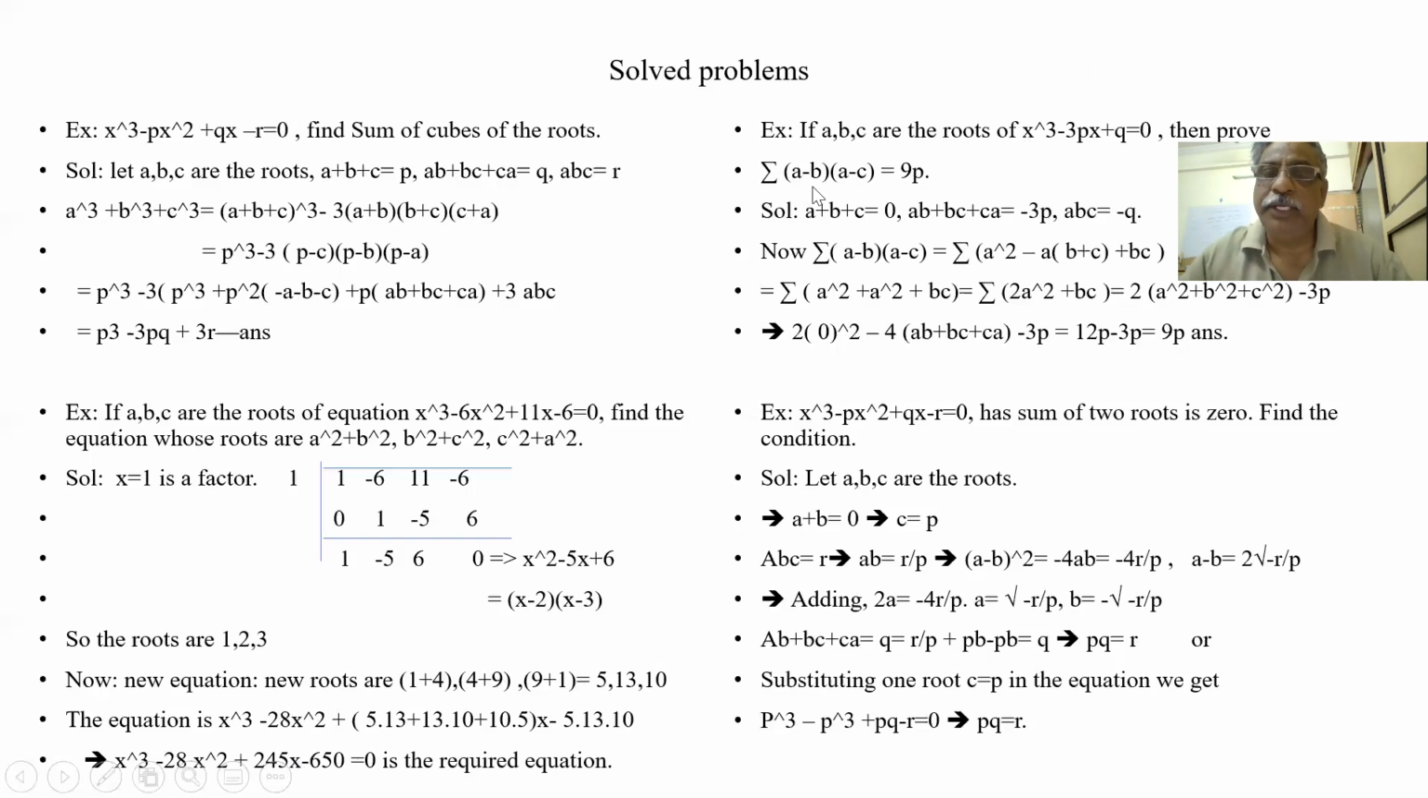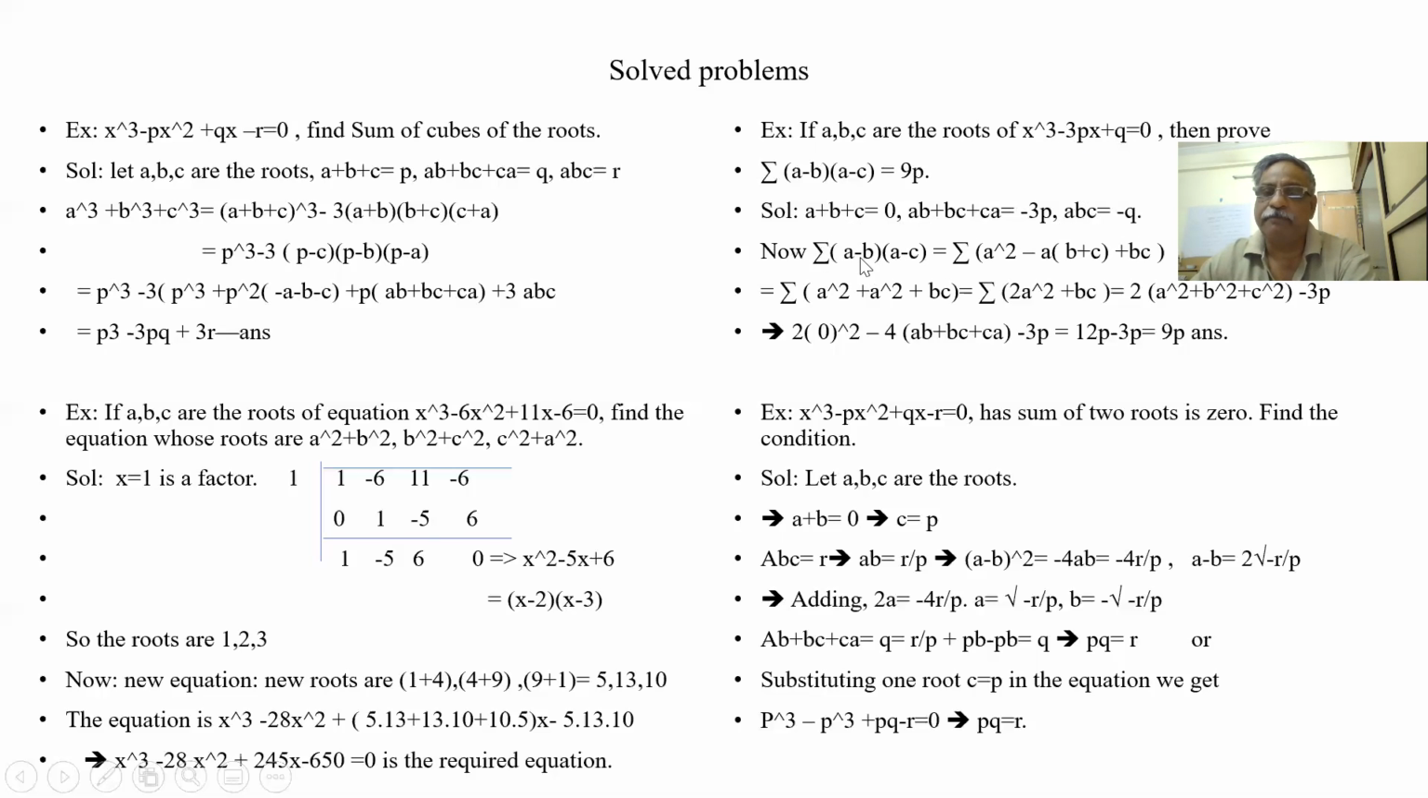We have to prove that (a − b)(a − c) summed over the roots is equal to 9p. Here also general forms are given: 3p. There is no x² here. So that means if a, b, c are the three roots, a + b + c is 0, because the x² term is 0 here. a + b + c is 0, ab + bc + ca is minus 3p, abc is minus q. We use minus b by a, c by a is minus 3p, and minus d by a, minus d is minus q. So we got our equations.